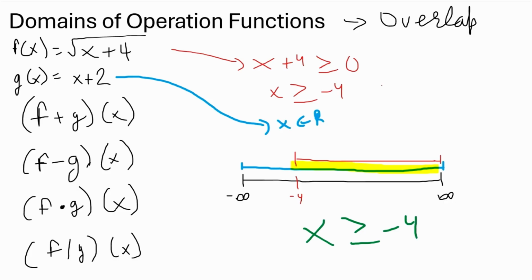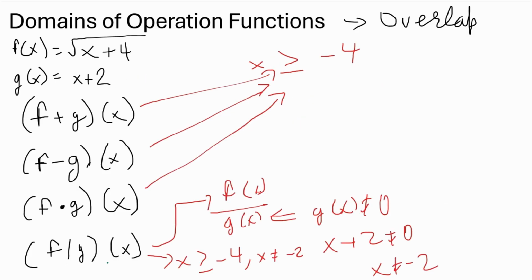Now, the only thing that's different is with f divided by g of x. Since g of x becomes a denominator, it also cannot equal 0. So we just plug that in. x plus 2 cannot be equal to 0, so x cannot be -2. So for our division one, our domain just has that little thing added to it.